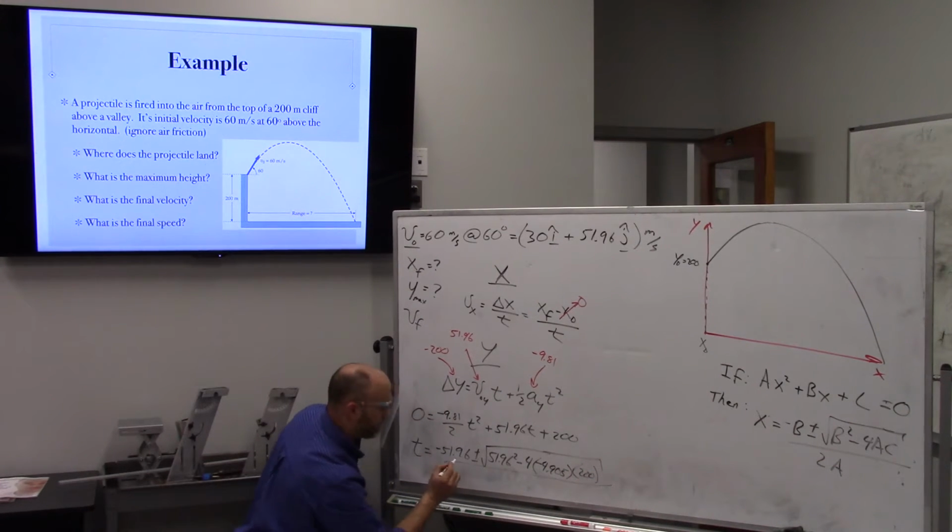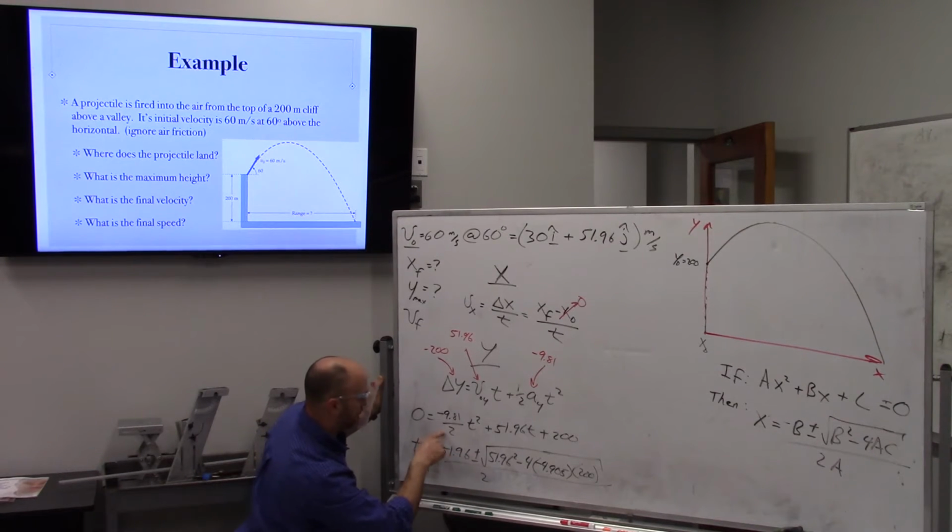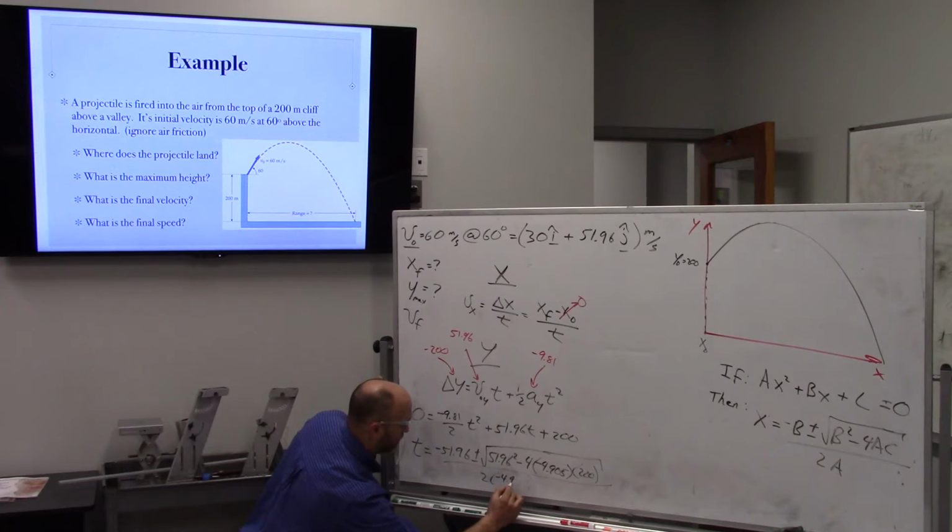And this black marker is just about toast. Then all over 2 times A, negative 4.905.